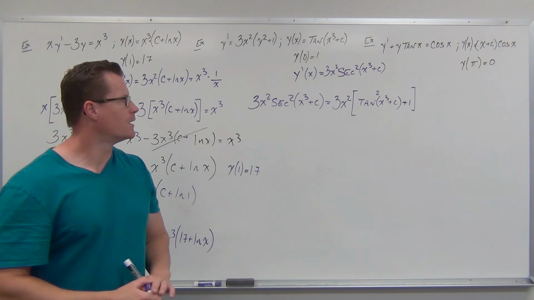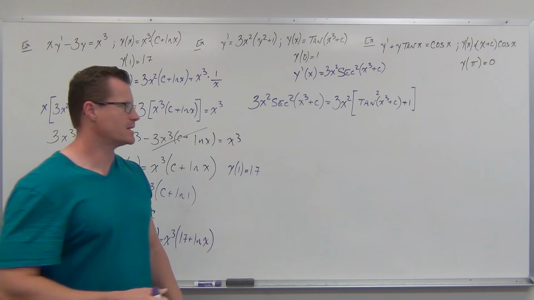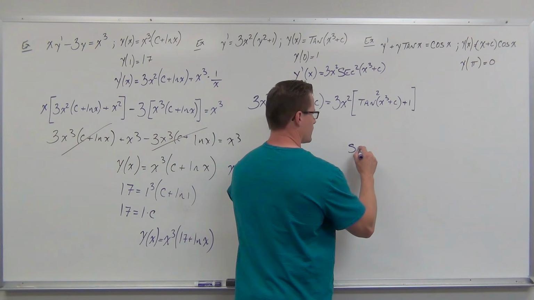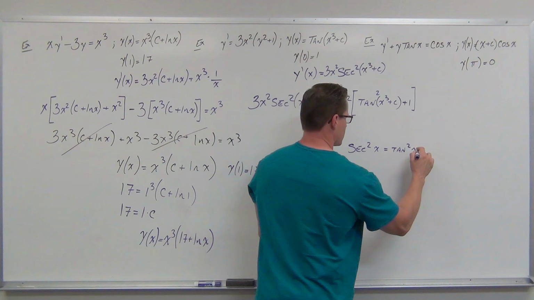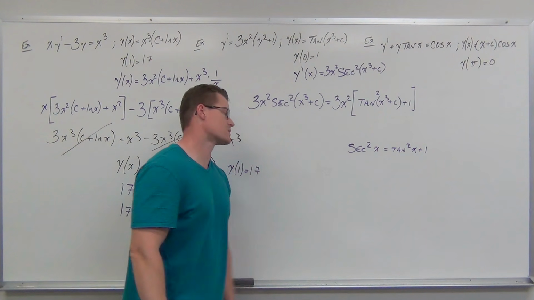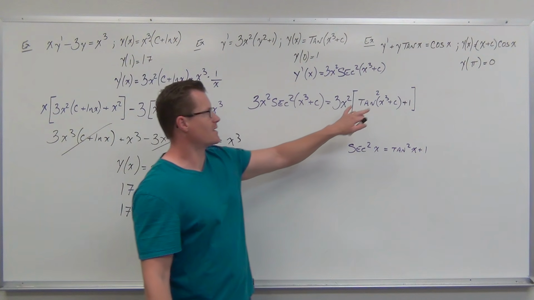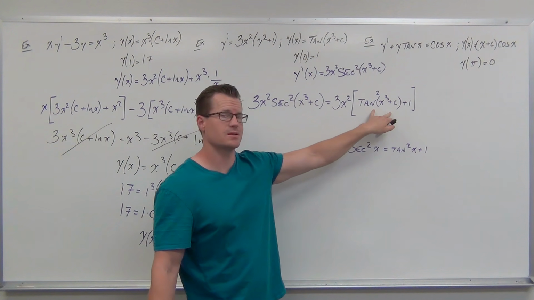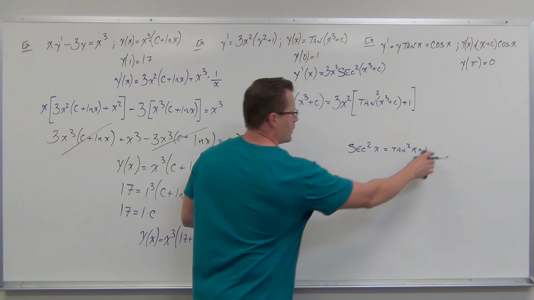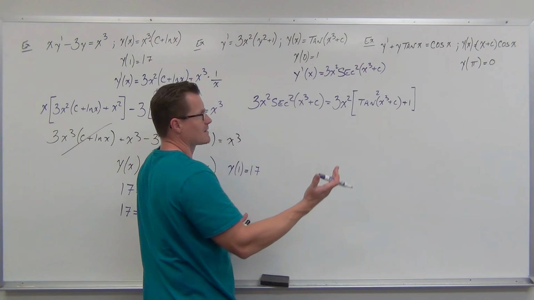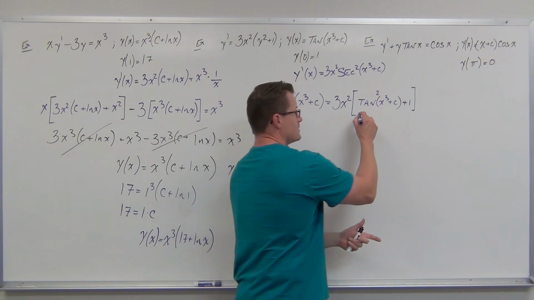That doesn't look the same. Well, we have to remember some of our identities. So some trig identities are that secant squared x equals tangent squared x plus 1. What that means is that this right here is really secant squared x. That plus 1 disappears because of our identity, which means that these things are identically the same. This is secant squared of x cubed plus c.